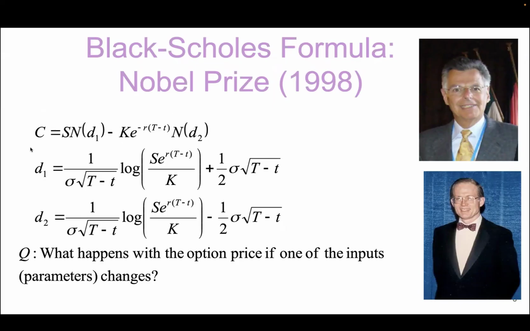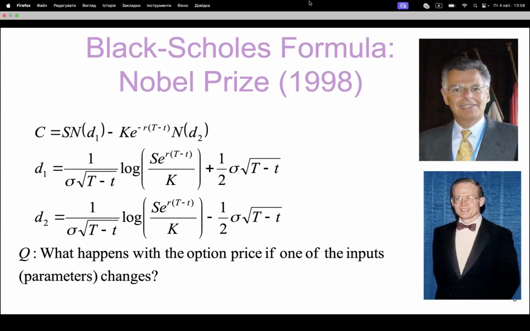According to this formula, we can compute the fair price of the call option. On the site, for example on the NASDAQ, this fair, theoretical price is called the premium. So we can compute the premium. The question about this model is what happens with this price C if one of the input parameters changes? Do you understand the question?